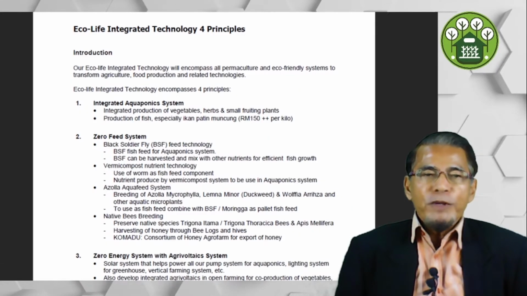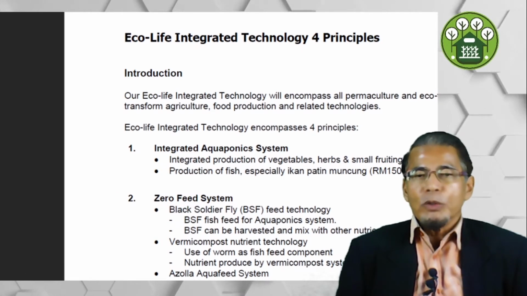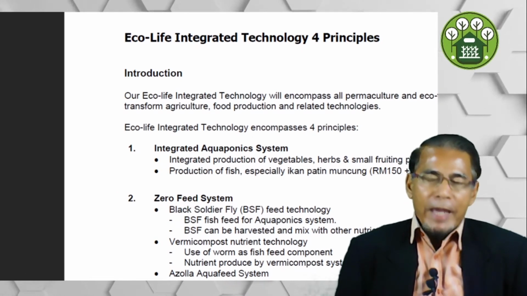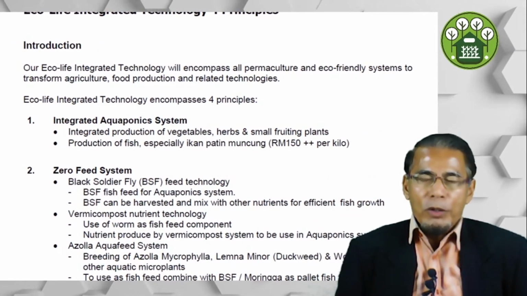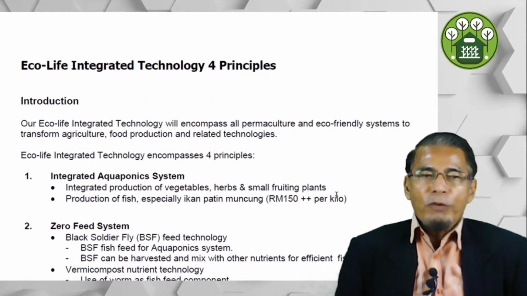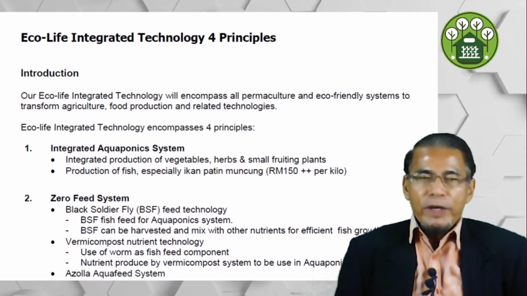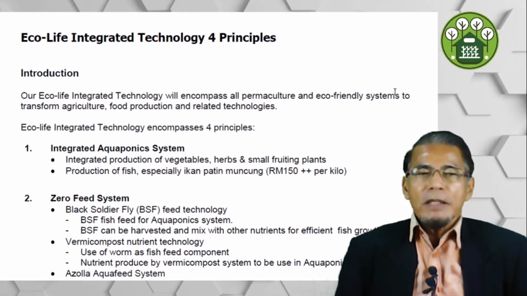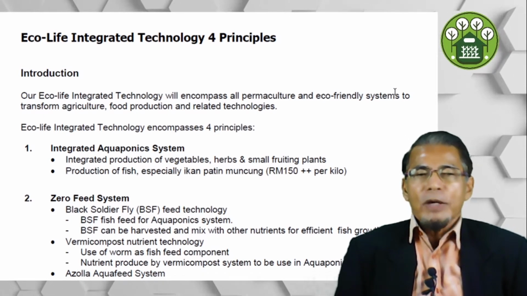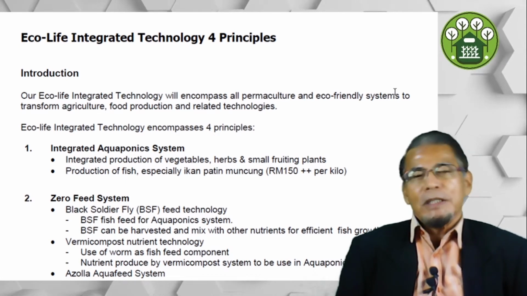So in zero feed system, for example, we have our commercial system for black soldier fly production. We have the mini and the commercial system. If your aquaphonic farm is very big, then you need more black soldier fly larvae to feed the fish. The fish love the larvae, so you don't even need to make it into pellet. When it is at the larvae stage, you can just take the larvae and throw it into the fish tank, and they will eat it up very fast.